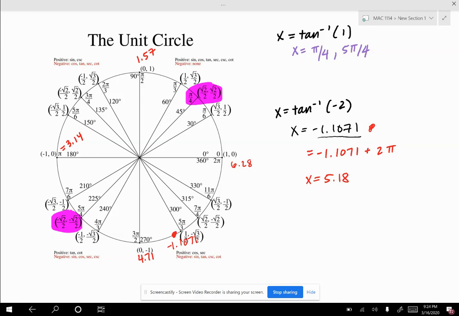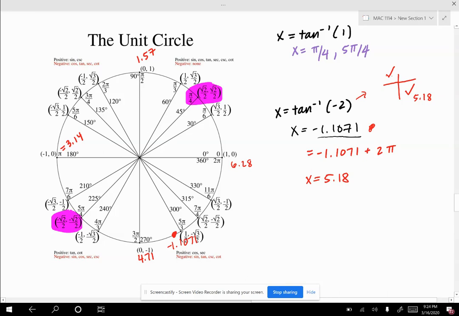Now, even though they haven't told me anything, I know that there's going to be another answer. The reason I know is because the angle we're looking for is asking: where is tangent -2? Which angles have a tangent value of -2? From when we learned about our unit circle, tangent is negative in two quadrants. Tangent is negative in the second quadrant. Tangent is also negative in the 4th quadrant. When we found 5.18, that's the angle in the 4th quadrant. So there must be a matching pair in the second.